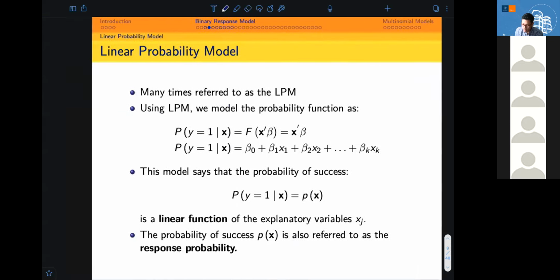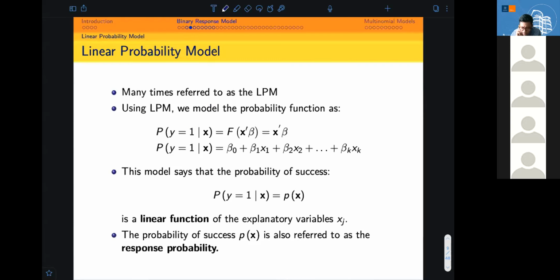So the first one is going to be the linear probability model, many times referred to as the LPM. Using the LPM, as the name suggests, we're going to model the probability function as a linear function. So the response probability, P(y = 1 | x), is just a linear function of the explanatory variables. If we have x1 until xk, we can write the probability that y equals 1 as a linear function of x1, x2, x3, x4 until xk.